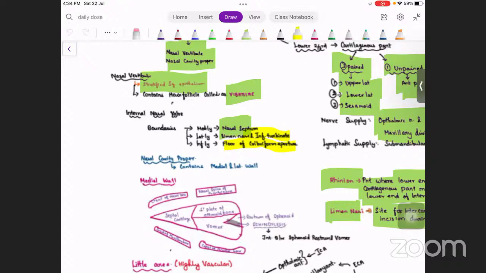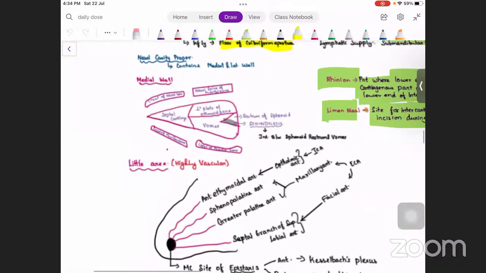Apart from that, as we said, it has a nasal vestibule and nasal cavity proper. The nasal vestibule we have talked about: it is stratified squamous epithelium containing hair follicles called vibrissae. The internal nasal wall: medially nasal septum, laterally limen nasi and inferior turbinate, inferiorly the floor of the piriform aperture. Then you have the nasal cavity proper, which contains only the medial and lateral walls.